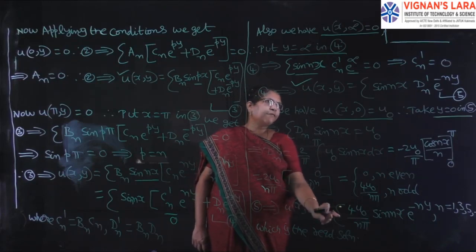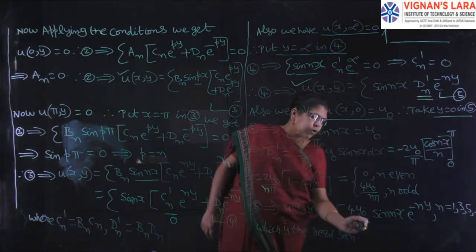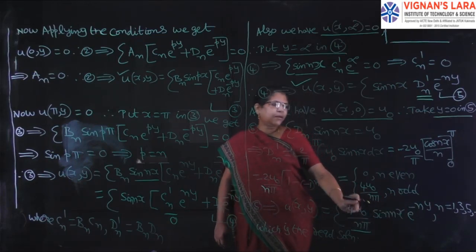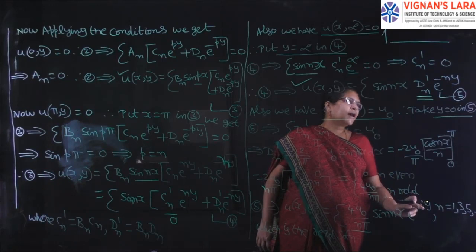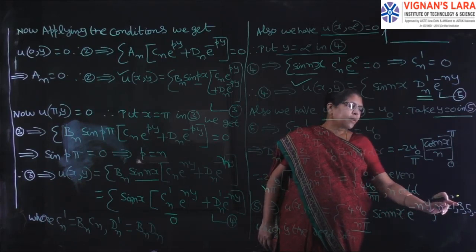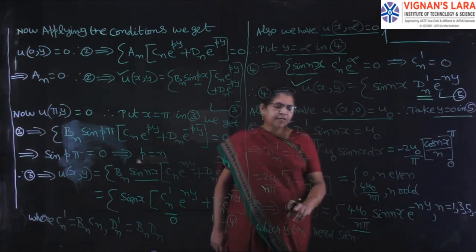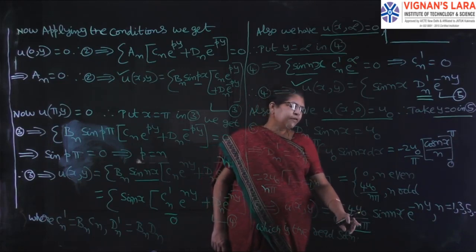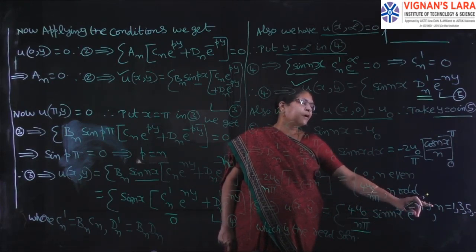Then what is u of x comma y? Summation, and the Dn dash value is 4 u naught by n pi into sin nx into e power minus ny, where n is odd, because if n is even, the Dn dash value is 0. Where n equal to 1, 3, 5 and so on, which is the required solution. So finally, the required solution is u of x comma y equal to summation 4 u naught by n pi into sin nx into e power minus ny, where n equal to 1, 3, 5 and so on.